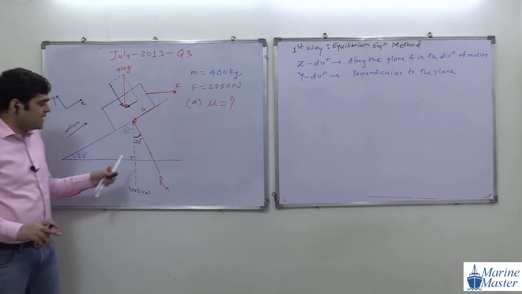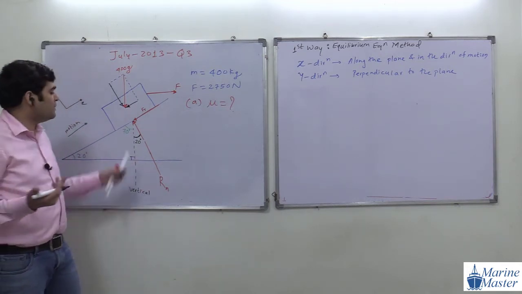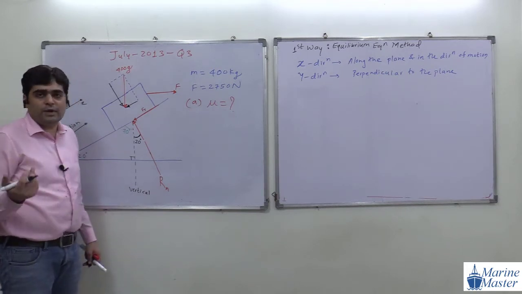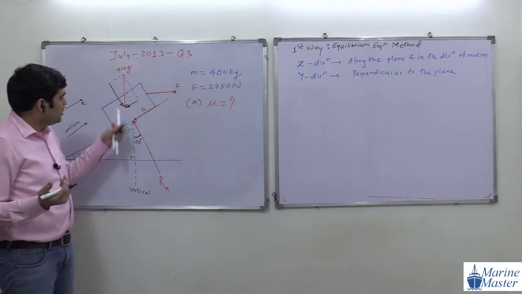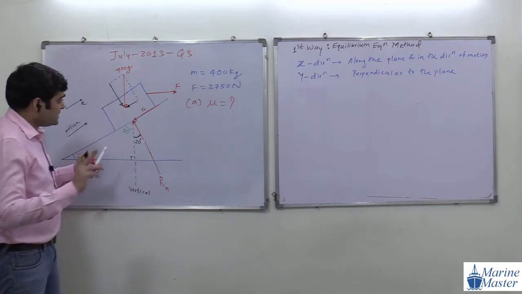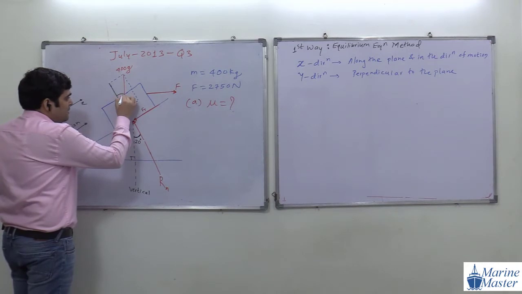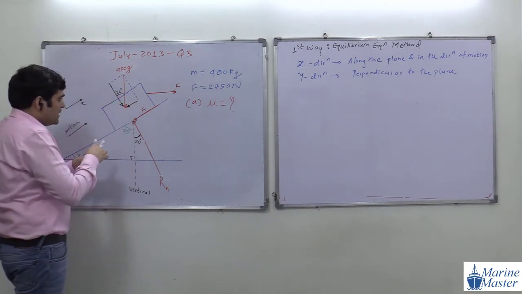So here Rn is how much? Rn is making an angle with respect to vertical. Here Rn is making how much angle with respect to vertical? 20 degree. Okay, see the scenario. Whatever the 20 degree here, the same 20 degree must be here also. See the point. How did we get that 20 degree?